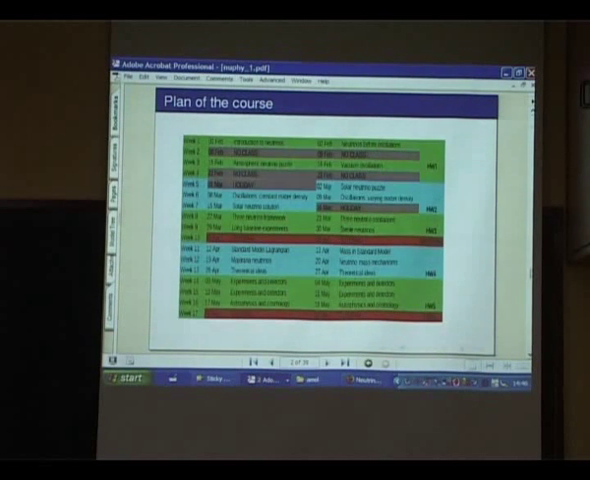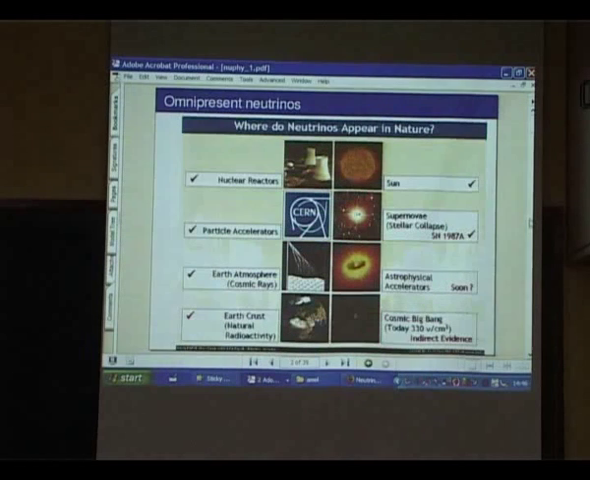So what I will do today is give you an overview of neutrinos in a very simplified version, more like a popular talk. And from tomorrow onwards, we will again come back and start doing things in excruciating detail.